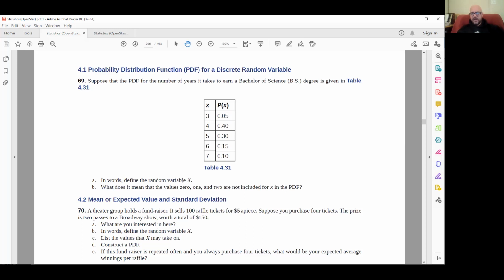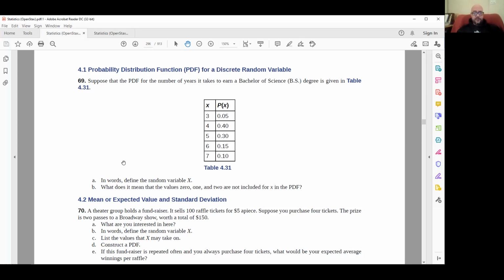What does it mean that the values 0, 1, and 2 are not included for X in the PDF? That it is not possible to earn a Bachelor of Science degree in 0, 1, or 2 years, which is probably not true. I bet you could do it. I bet a really dedicated student with a bunch of AP credits could probably do it in 2 years or less. But that's what it means. If they don't include it in the PDF, it means the probability is 0 for those amounts of time.